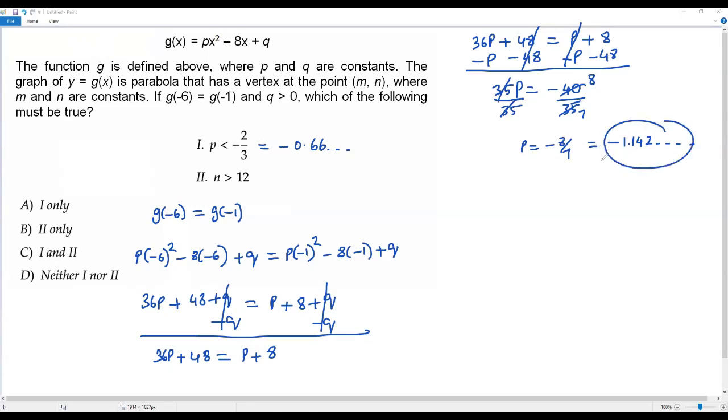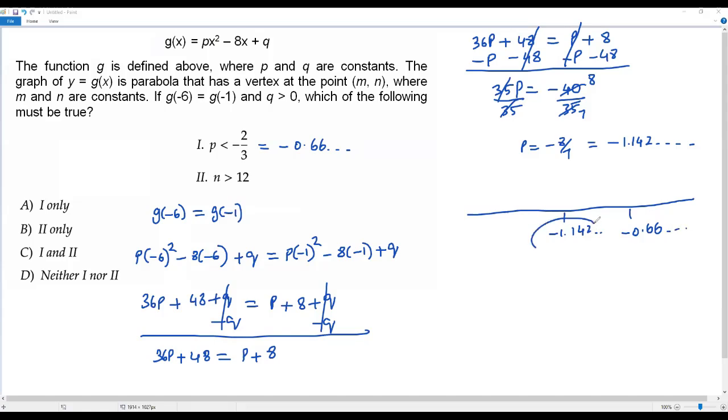Let's mark these two values on a real number line and we can verify. Okay, let me write it. So clearly -0.66 is greater than this value. Let me mark it out here, -0.66, and here we have -1.142. So clearly -1.142 is less than -0.666. Actually, the fraction form of this value is -2/3, and the fraction form of this value is -8/7. So this is the value we get for p over here. The value we get for p clearly is less than -2/3. So the first statement over here is correct.